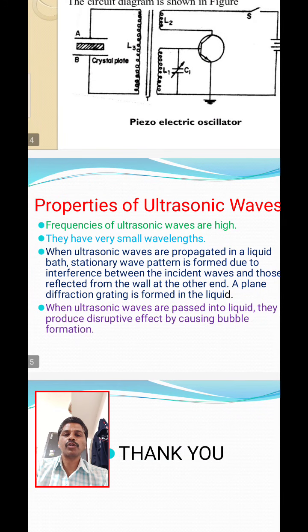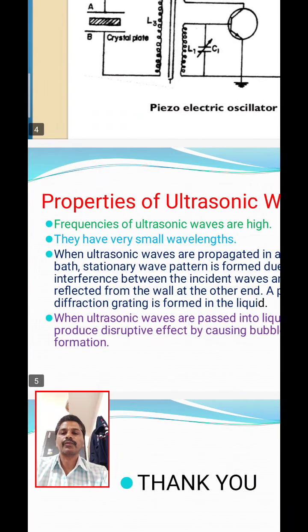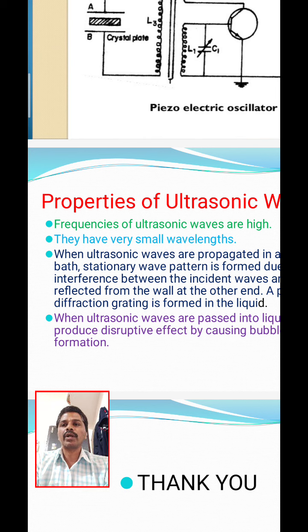Now, what are properties of ultrasonic waves? The first property is frequencies of ultrasonic waves are high. Hence, they are highly energetic. Hence, they can be transmitted over long distances without appreciable loss of energy. Second property, they have very small wavelengths, hence suffer negligible diffraction. Therefore, they can be reflected from very tiny objects.